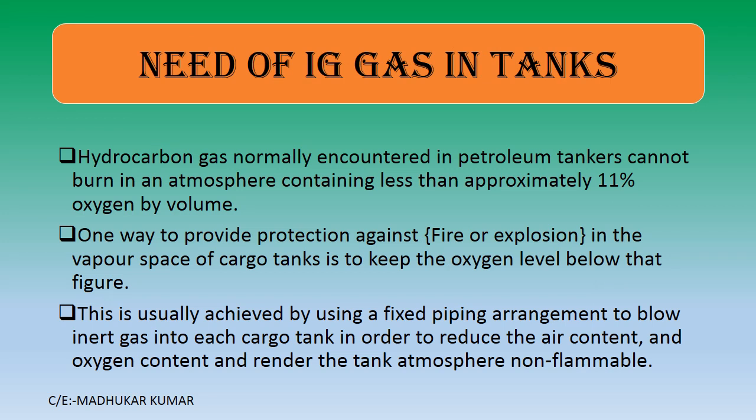We are going to see about the need of IG gas in tanks. Basically, when we talk about the crude oil tankers or the product tankers, the flammable atmosphere is there inside the tank, and if we can maintain the oxygen percentage less than 11% by volume, then we can prevent the fire and explosion from happening. This main motto is achieved by filling the inert gas inside the tanks. We have the fixed piping arrangement to blow the inert gas into the tanks, in order to reduce the air content of the oxygen and render the tank atmosphere non-flammable. That is the main purpose of the IG system.